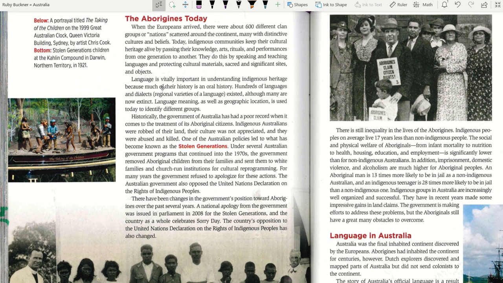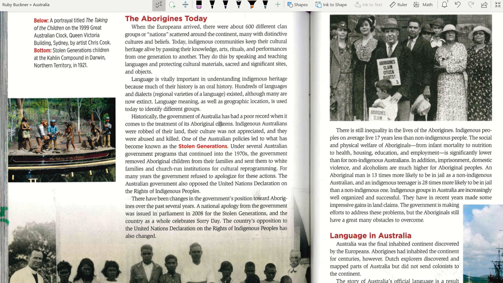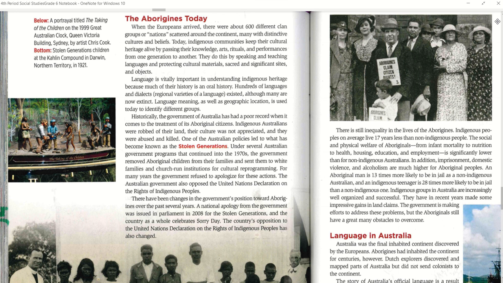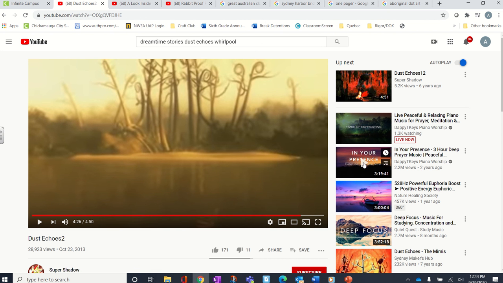If you look up here, it's really nothing humorous about this picture when you read the caption and you realize what's going on. It says, a portrayal titled The Taking of the Children on the 1999 Great Australian Clock, Queen Victoria Building, Sydney, by artist Chris Cook. And when you look at what's going on, these guys are taking their children. This is part of the Stolen Generation. We talked about when we did our vocabulary word that from 1910 to 1970, which is what it said in the book, but it actually started earlier than the 1910s. From 1910 to 1970, it was a government program that allowed for the taking of Aboriginal children for cultural reprogramming. They were trying to take away their Aboriginal culture and give them the culture of the European settlers.